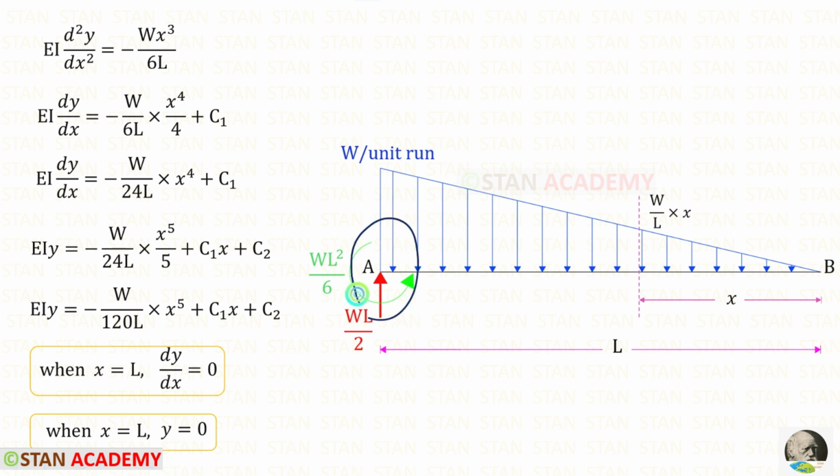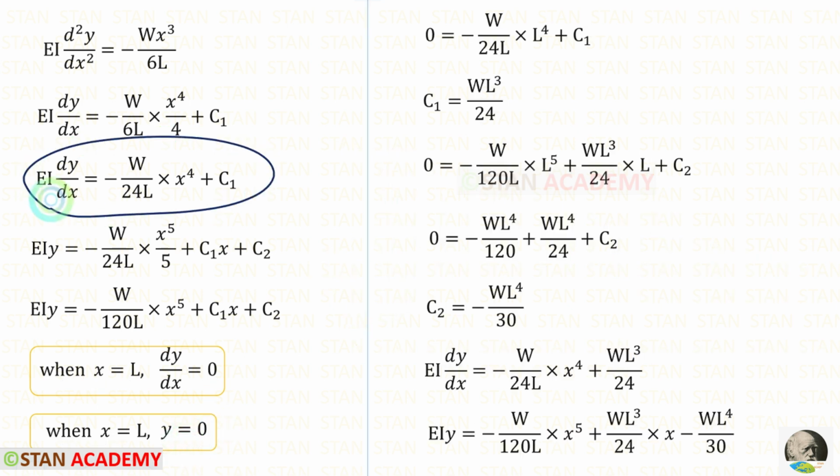In the point A, we have fixed support. In the fixed support, there will be no slope and deflection. So when x is L, the slope dy upon dx will be 0. And when x is L, the deflection y will be 0. In this equation, for x we can apply L, and for dy upon dx we can apply 0. In this way we can find C1.